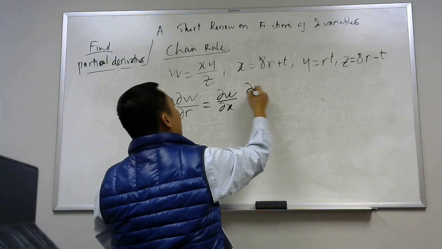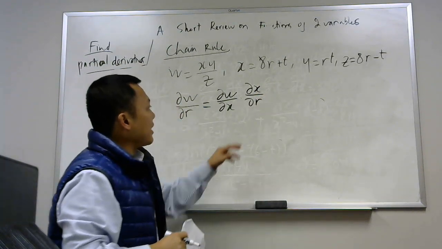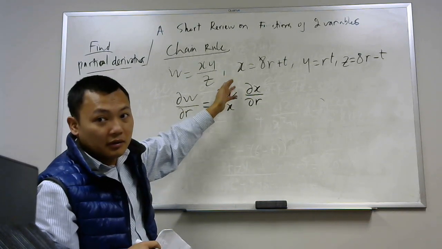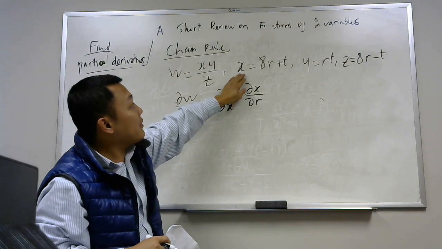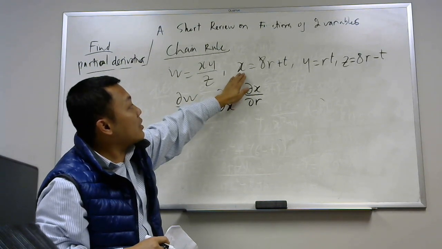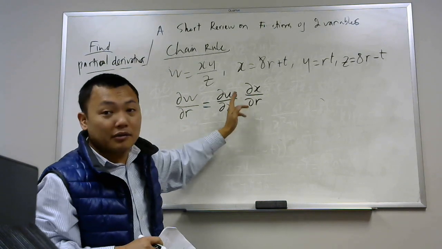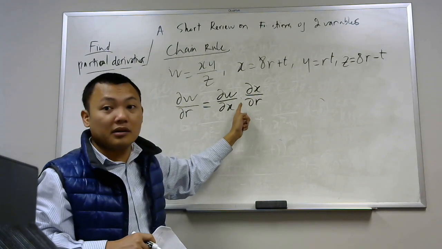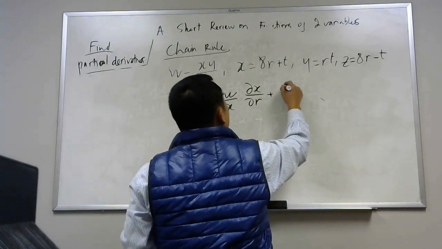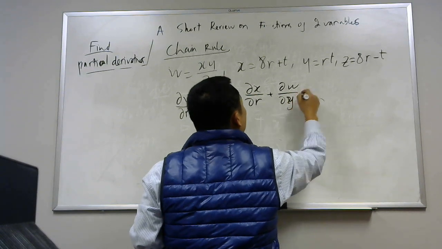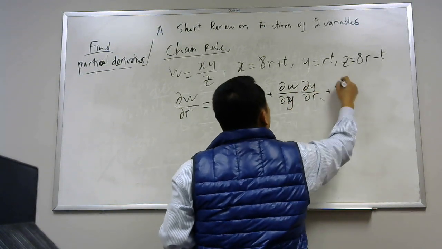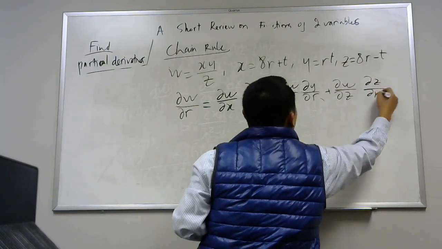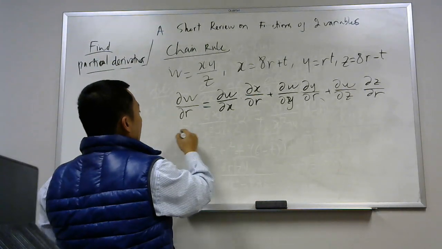And here we have the partial derivative of x with respect to r. In the previous example, x was a function of one variable, so we didn't need to consider partial derivatives. But in this case, x is a function of two variables, so we have to write partial derivatives here. Plus dw/dy times dy/dr, plus dw/dz times dz/dr.